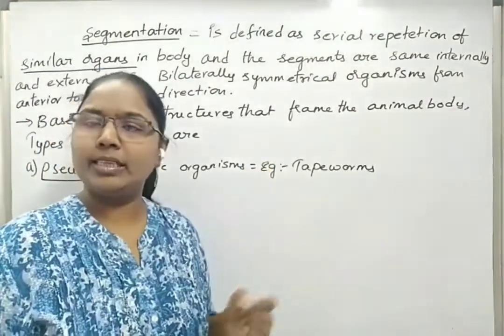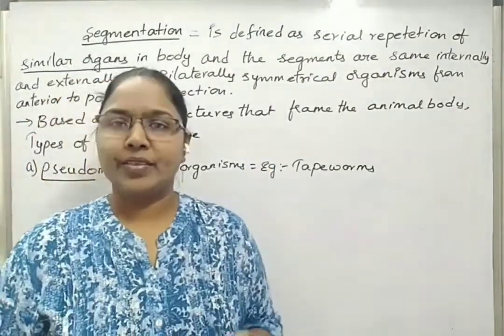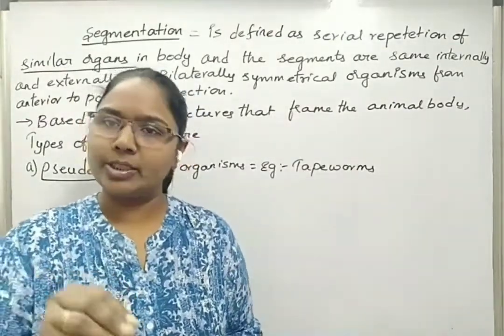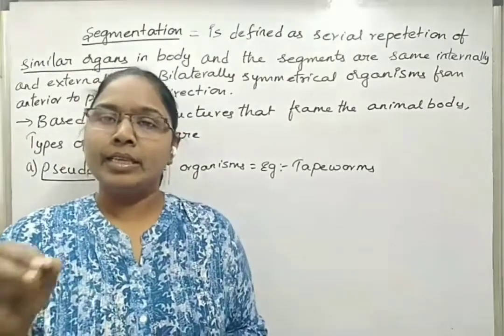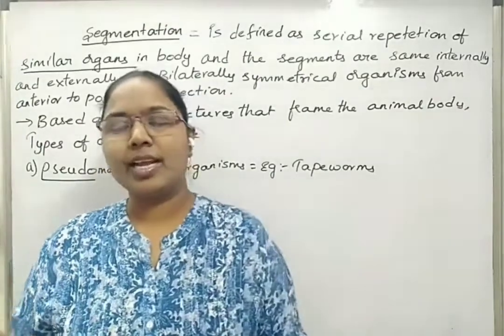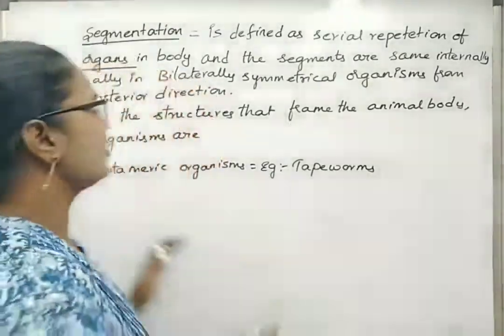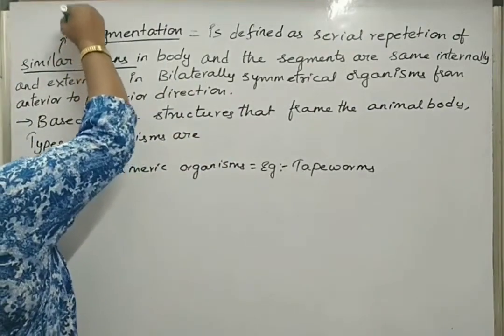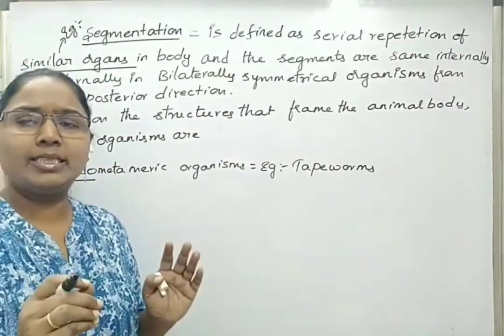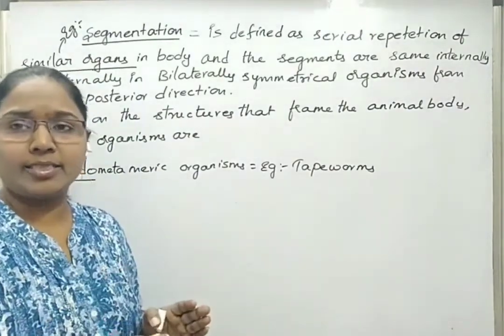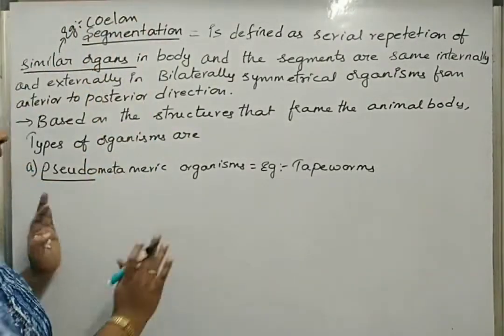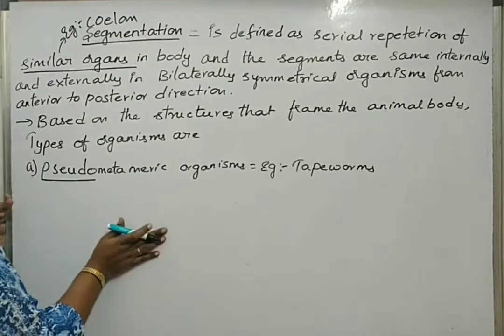In NCERT or some materials, we just read about similarly repeated organs, tissues or cells of the body. It is better to take that similar organ as the coelom, then we will understand this subtopic very easily. Don't put the digestive system or excretory system as the example. Just imagine that the similarly repeated organ is nothing but the coelom.